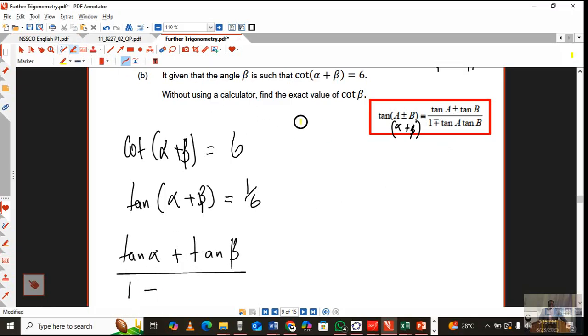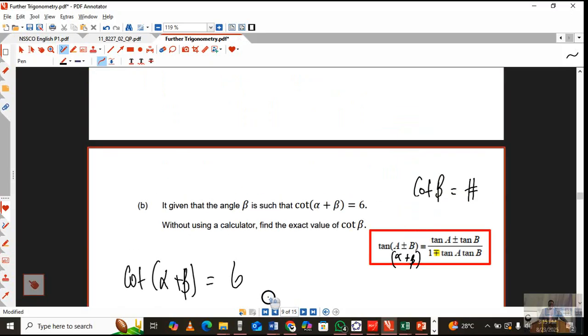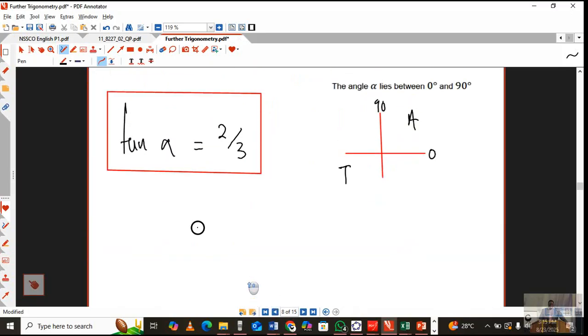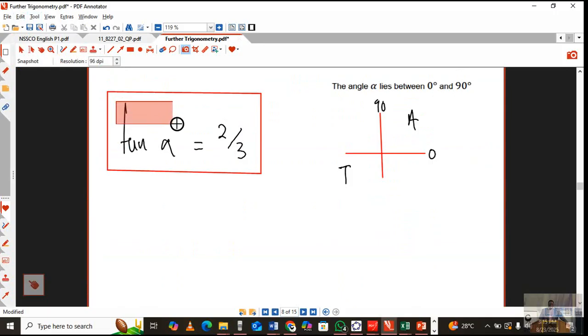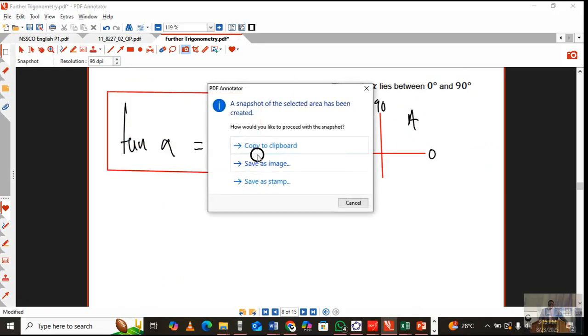It's very important because if you have to rely on using the formula, then please make sure that you copy the formula correctly. And then tan, my A here is alpha, times tan beta. All of this should equal 1 over 6. Now, let's go back and grab what was our previous solution. From our previous solution, this is what we know. We know that tan alpha is equal to 2/3.